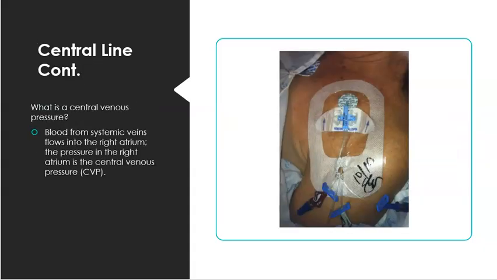This is what a central line would look like as well on a patient, and they have different tubings too. Blood from systemic veins flows into the right atrium.